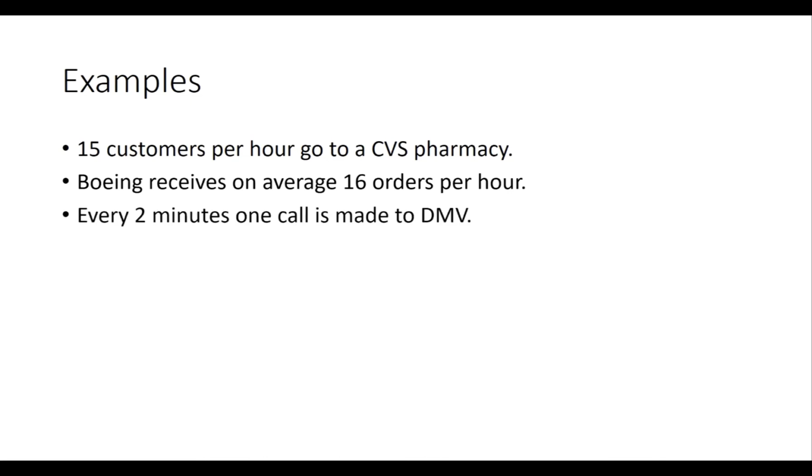Every 2 minutes, one call is made to DMV. Tell me what piece of information is given, arrival or process, and what type of information it is. It's inter-arrival time, perfect. How much is it? It's one call per 2 minutes. The inter-arrival time, just simple, 2 minutes. That's it. And is it fixed or variable?